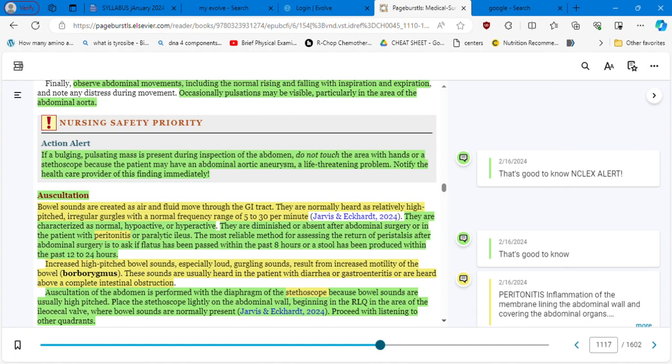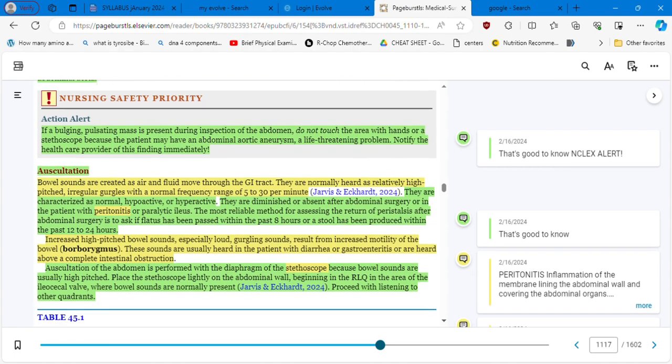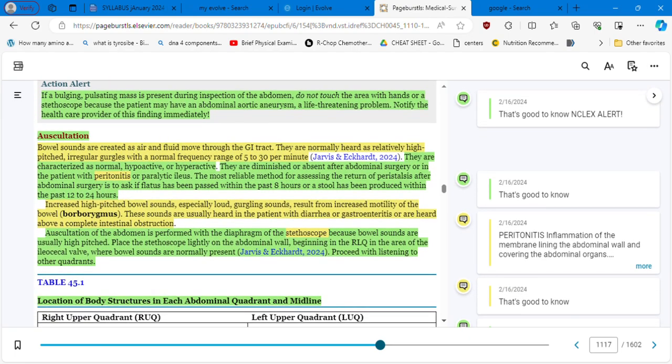Let's talk about auscultation. Bowel sounds are created as air and fluid move through the GI tract. They are normally heard as relatively high-pitched, irregular gurgles with a normal frequency range of 5 to 30 per minute. They are characterized as normal, hypoactive, or hyperactive. They are diminished or absent after abdominal surgery or in the patient with peritonitis or paralytic ileus.